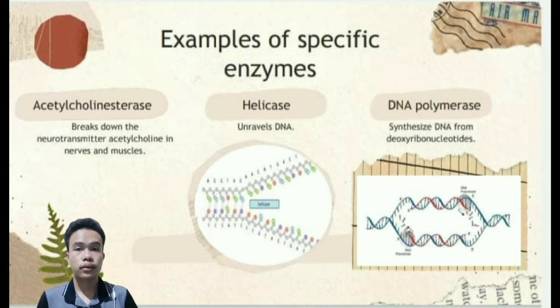DNA polymerase synthesizes DNA from deoxyribonucleotides, and its primary role is to accurately and efficiently replicate the genome in order to ensure the maintenance of the genetic information and its faithful transmission through generations.